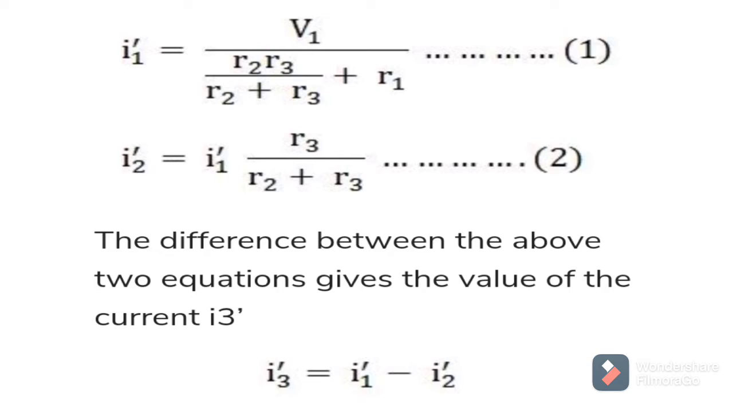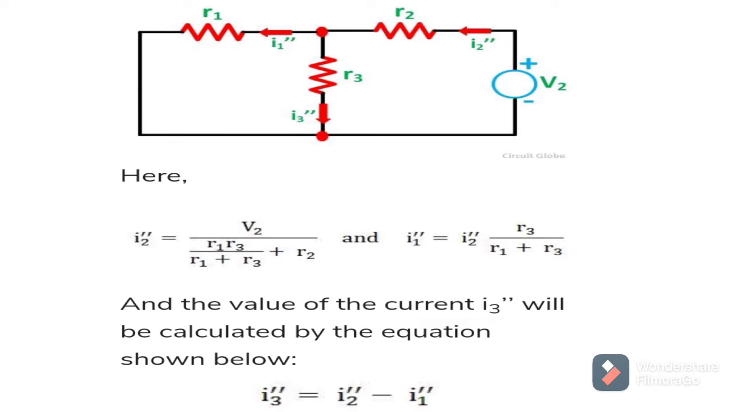The difference between the above two equations gives the value of the current I3. I3 is equal to I1 minus I2. Now act the voltage source V2 and deactivate the voltage source V1 by short circuiting it. Find the various currents, that is I1, I2, I3 flowing in the circuit diagram. Here I2 is equal to V2 divided by R1 R3 divided by R1 plus R3, plus R2, and I1 is equal to I2 R3 divided by R1 plus R3, and the value of the current I3 will be calculated by the equation shown. I3 is equal to I2 minus I1.